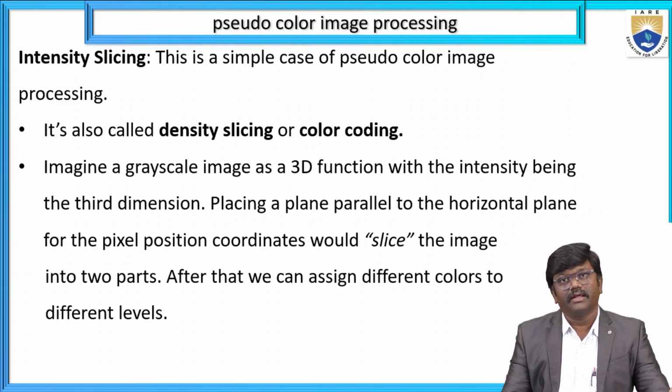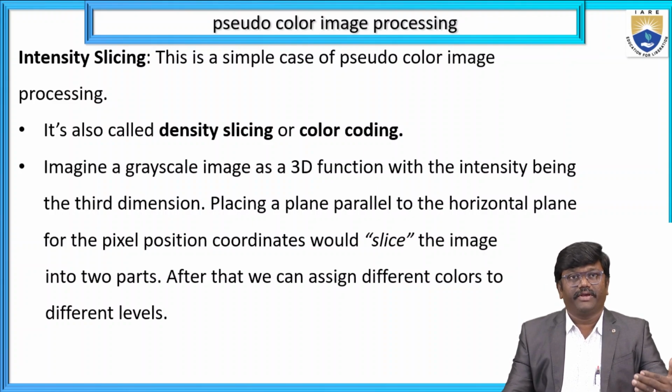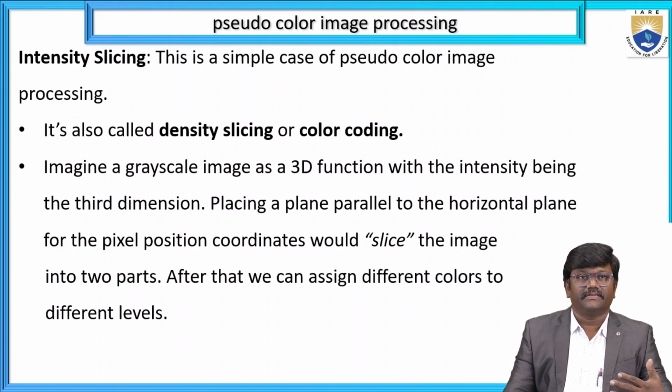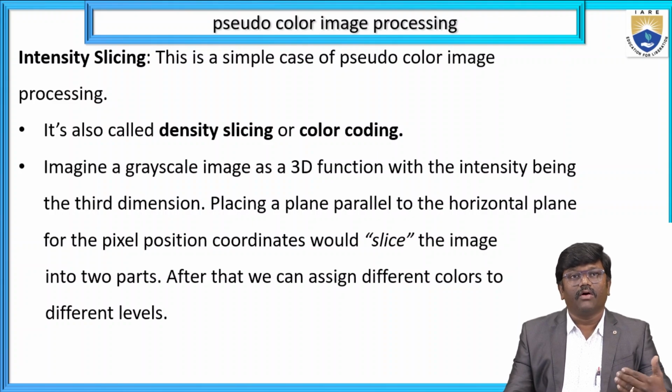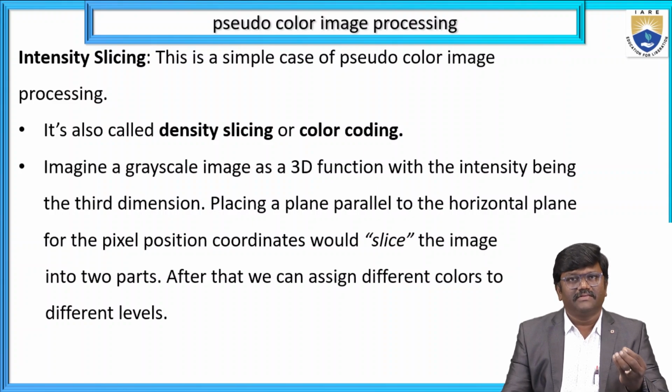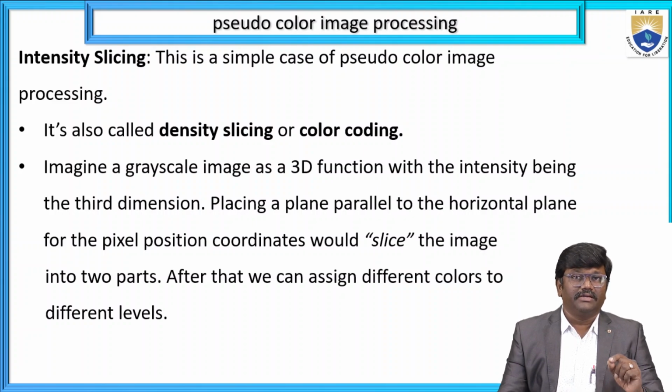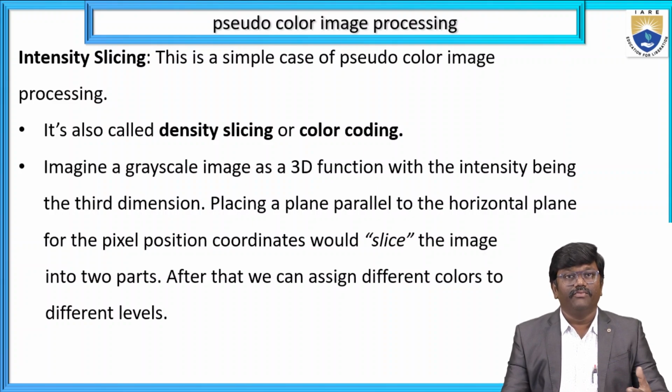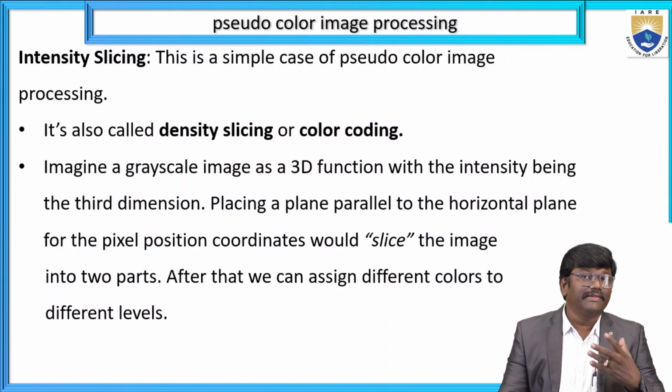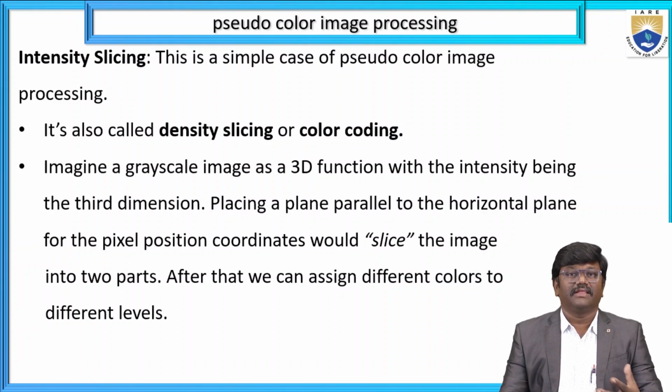Next, if we want to extend the pseudo color image processing definition, we can extend it in a simple case of pseudo color image processing, which we call intensity slicing. Intensity slicing is a simple case of pseudo color image processing. It is also called density slicing or color coding. So we want to remember that density slicing is nothing but intensity slicing, or we also remember that it is nothing but color coding.